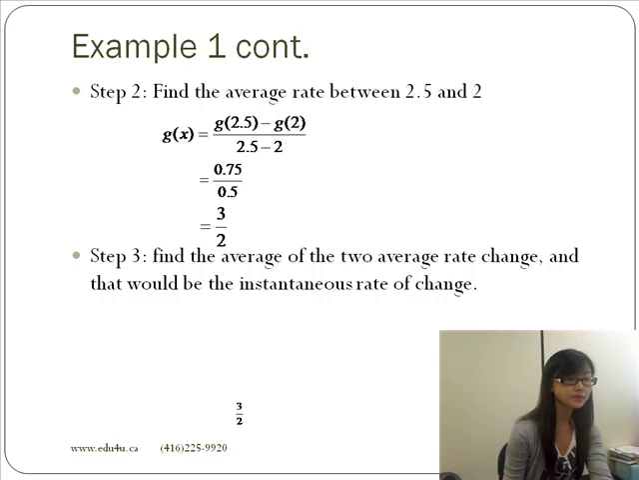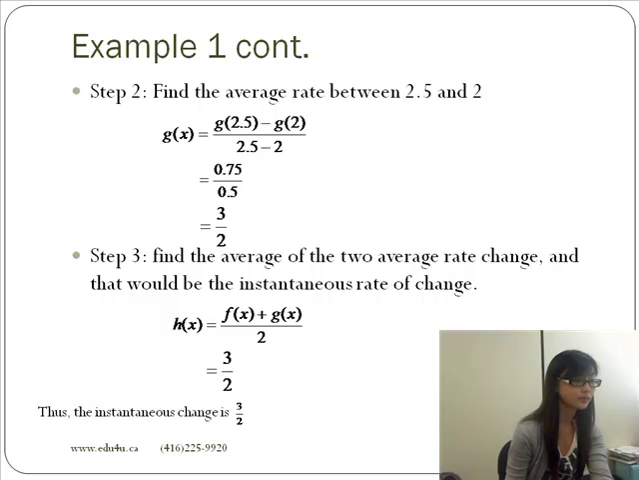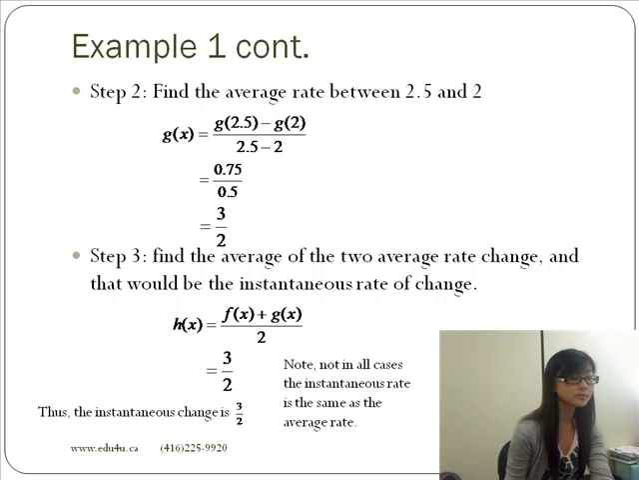The third step is to find the average of the two average rates of change, and that would be the instantaneous rate of change. What we do is h of x equals f of x, which is the one that we calculated in step 1, plus g of x, the answer that we calculated in step 2, over 2. That would be 3 over 2. Thus, the instantaneous change is 3 over 2. As a side note, not in all cases is the instantaneous rate the same as the average rate.